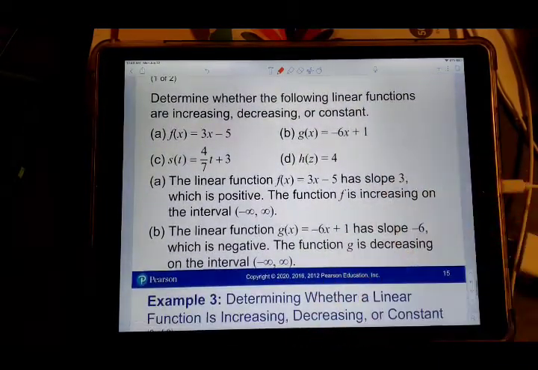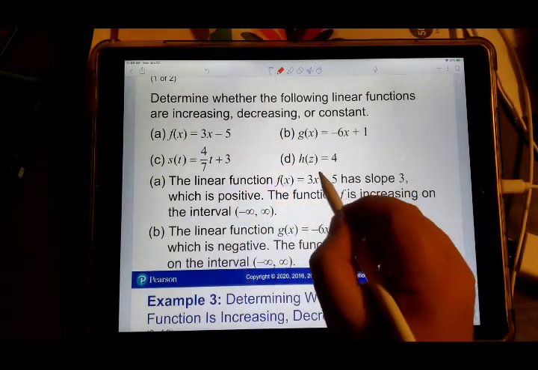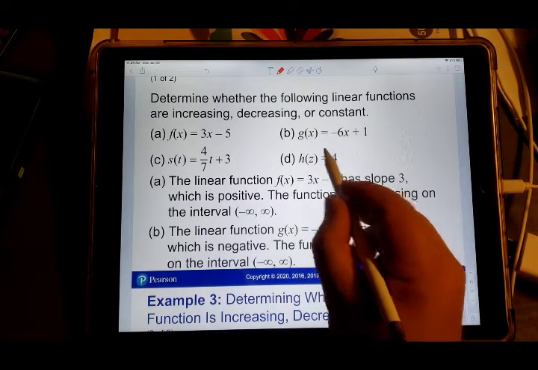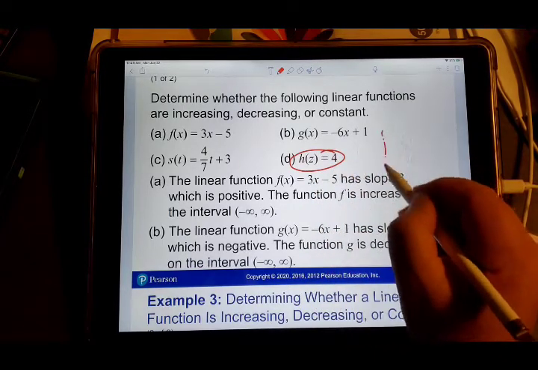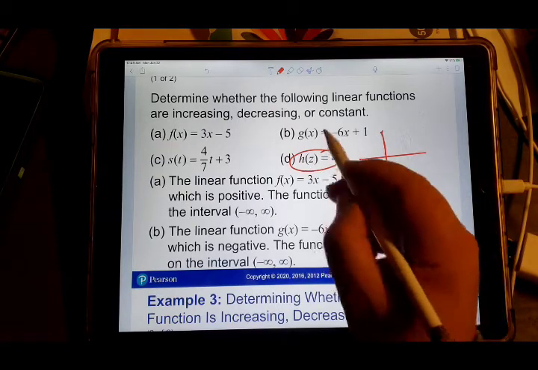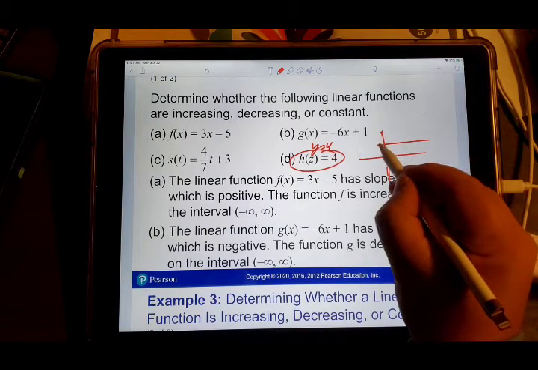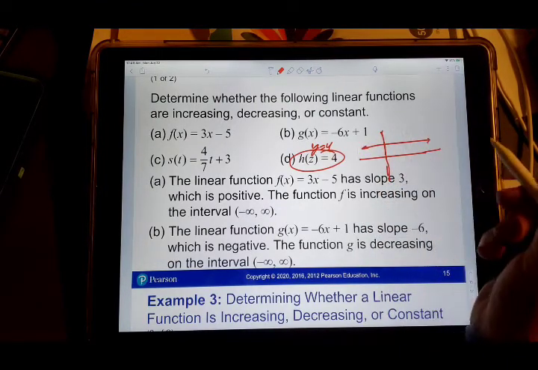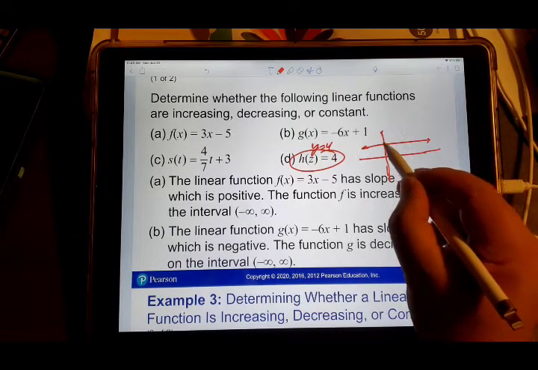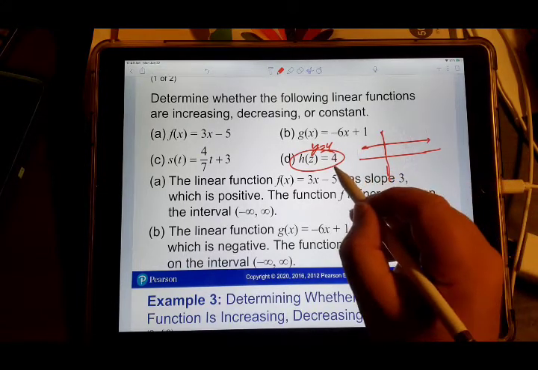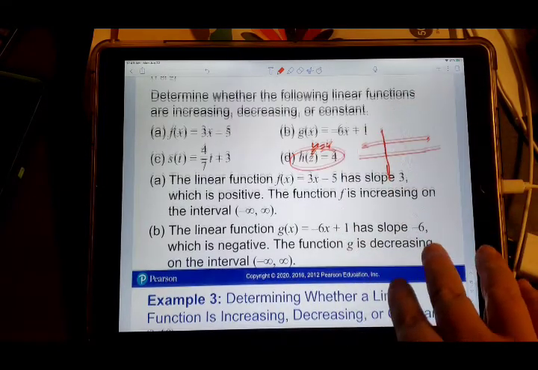So we have this whole list of functions, and I think the first 3 are pretty straightforward, but actually missing a couple. This one right here, h of z, is 4. Now, hopefully you know how to graph this. Getting rid of the h of z notation, just think of it as y equals 4. Y equals 4 is a horizontal line. And since y equals 4 is a horizontal line, it has a slope of 0, or well, it's constant. But how do we make that visible? How do we kind of prove that?